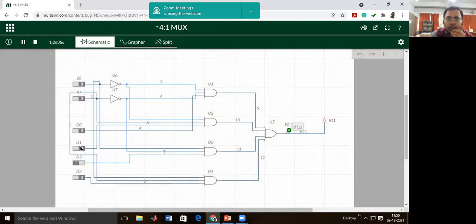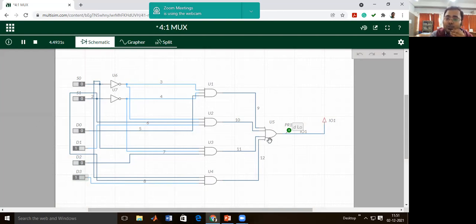Check one by one. If I change the D1 part, is the output going to change? If D1 is 0, output is 0. If D1 is 1, output is also 0. So no change. If I take the D2, whenever D2 is 1, output is 0. Whenever the D2 is 0, output is again 0. No variations there. Take the D3, whenever the D3 is 0, output is 0. Whenever the D3 is 1, output is again 0. No change.